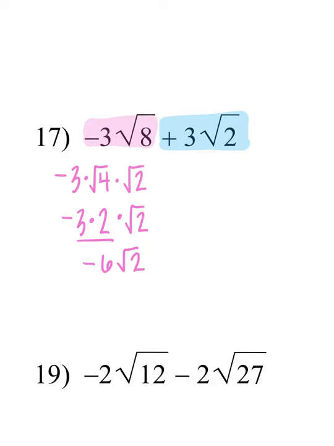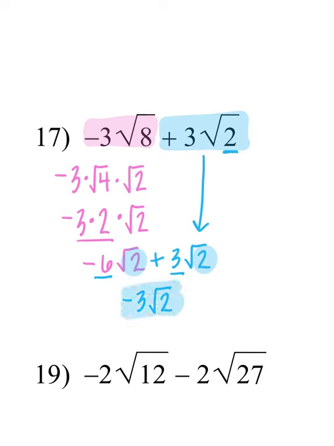Okay, so now I'm going to go look at my other term, 3 radical 2. I cannot simplify the radical 2, so I'm just going to drop that down to plus 3 radical 2. So now if you look at my expression, I have a 2 under this radical and a 2 under this radical. So I can now combine these two terms. So negative 6 plus 3 would give me negative 3 radical 2. And then that would be my answer.